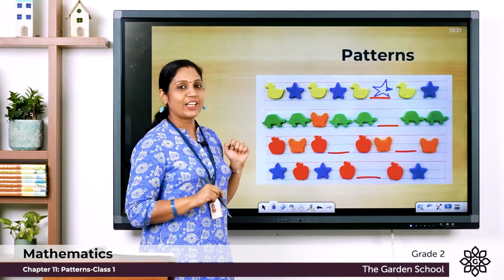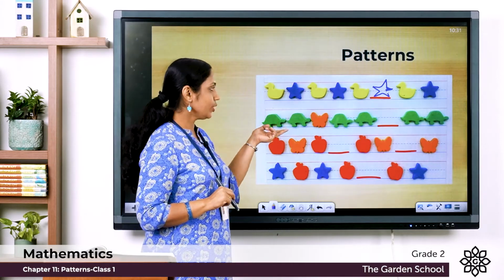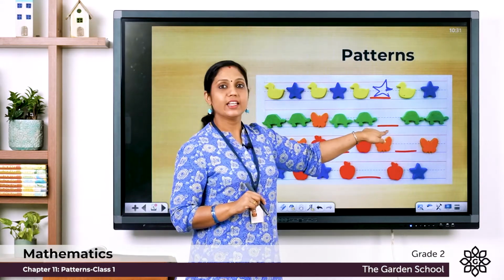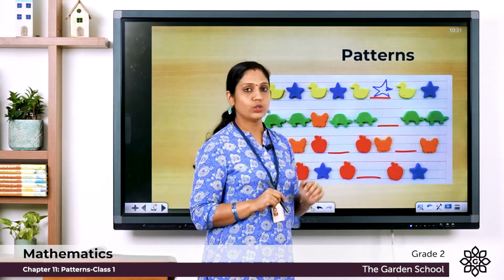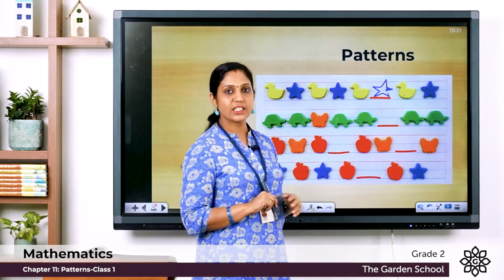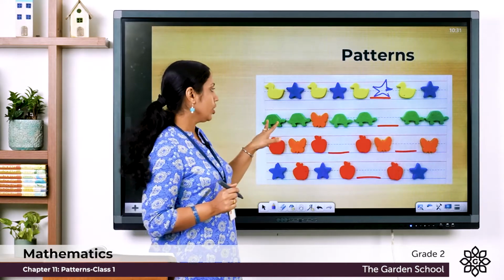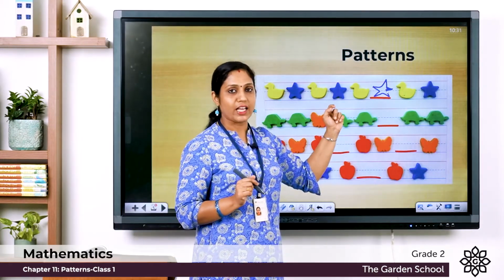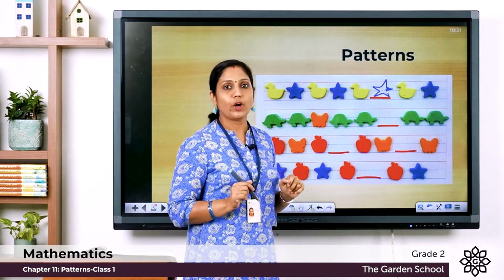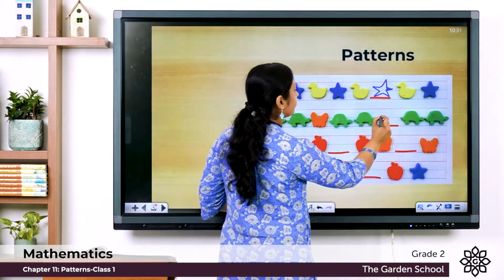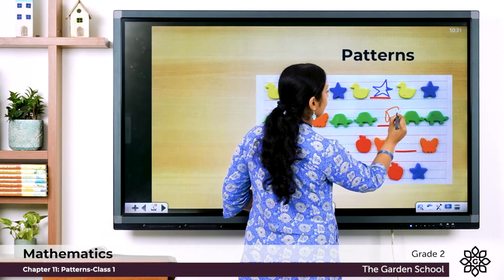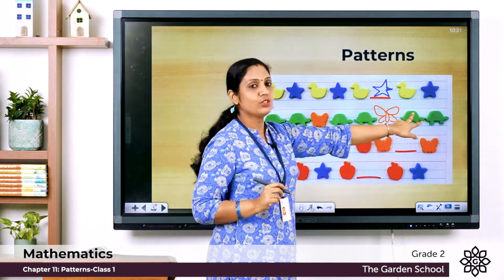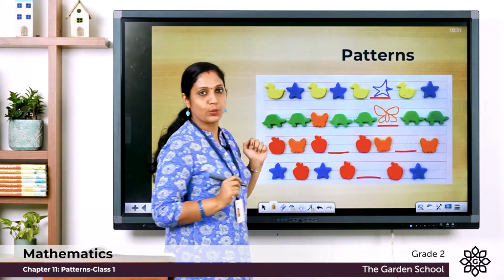Now let's look at the second one. Here you can see 2 tortoise, 1 butterfly. 2 tortoise, and again it's missing, and you can see again 2 tortoise. Now we have to fill here in the missing place. So which one has to come? Tortoise, butterfly. Tortoise, here butterfly has to come. So we will fill here by drawing a butterfly. And again after the butterfly, 2 tortoise. Now you can say that this sequence is complete.